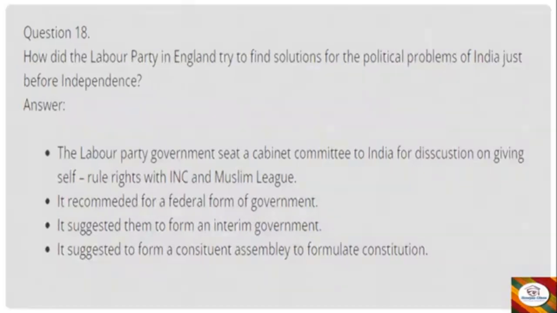Next, question 18. How did the Labour Party in England try to find solutions for the political problems of India just before independence? Answer: The Labour Party government sent a cabinet committee to India for discussion on giving self-rule rights with INC and Muslim League. It recommended a federal form of government. It suggested they form an interim government. It suggested forming a constituent assembly to formulate the constitution. Okay, so these are the points for this answer.